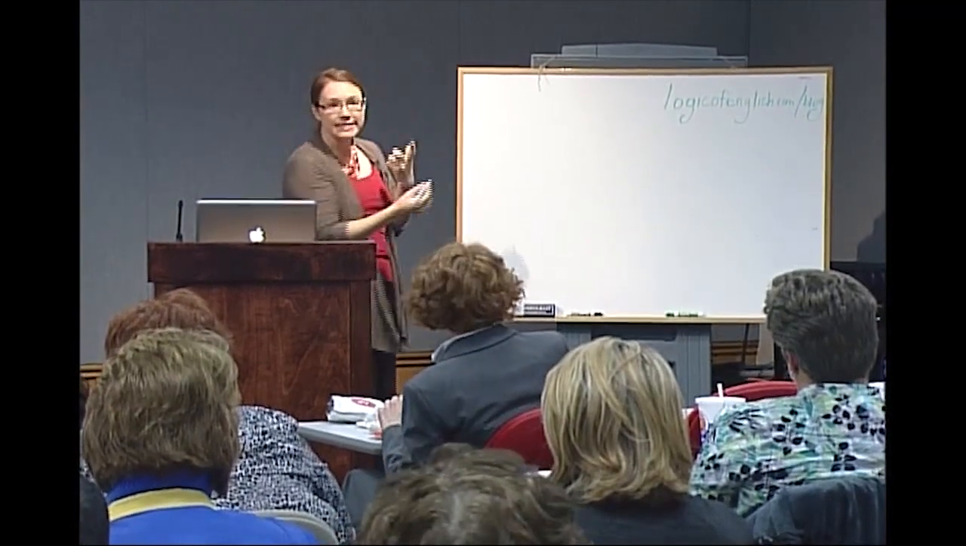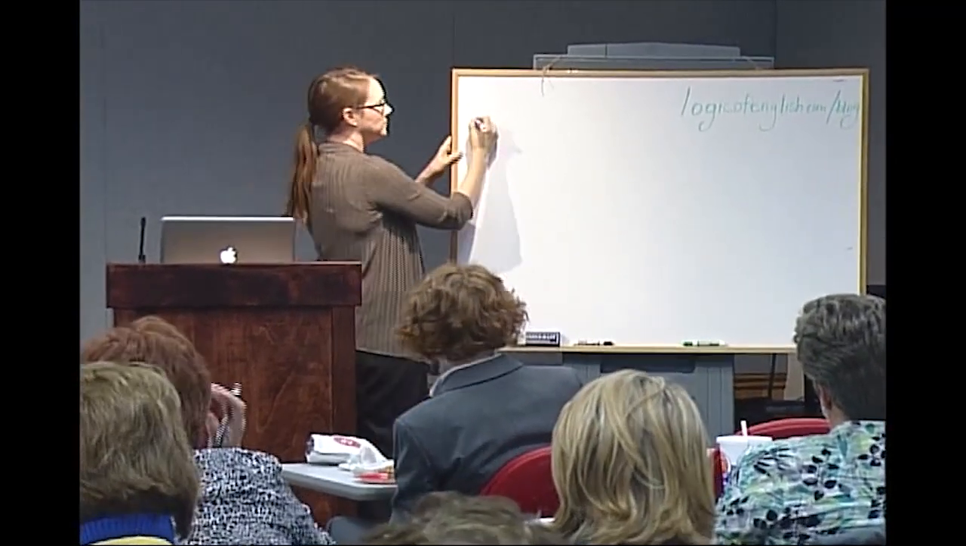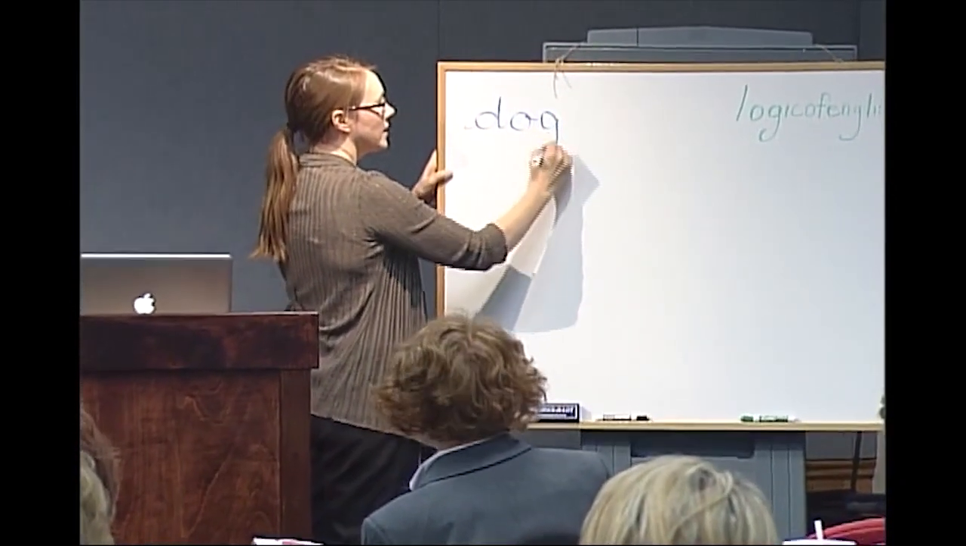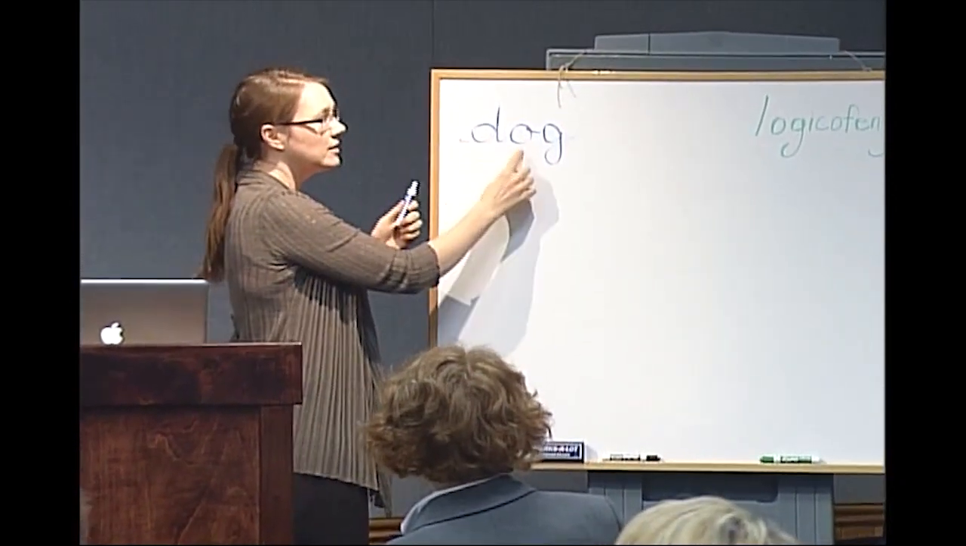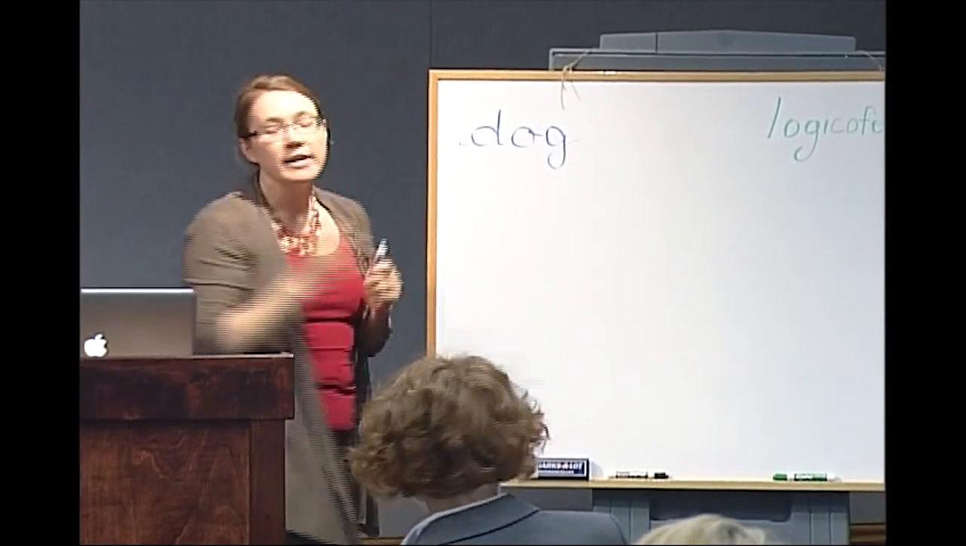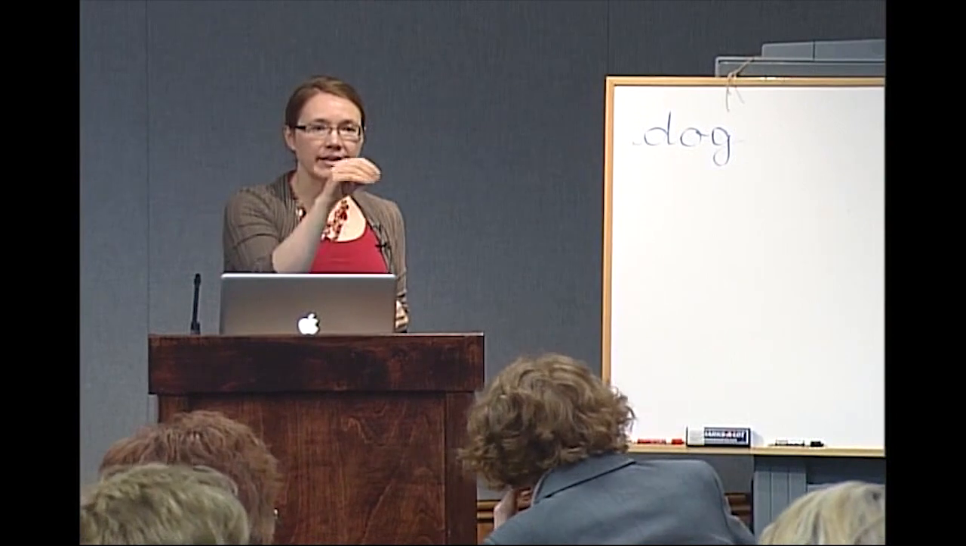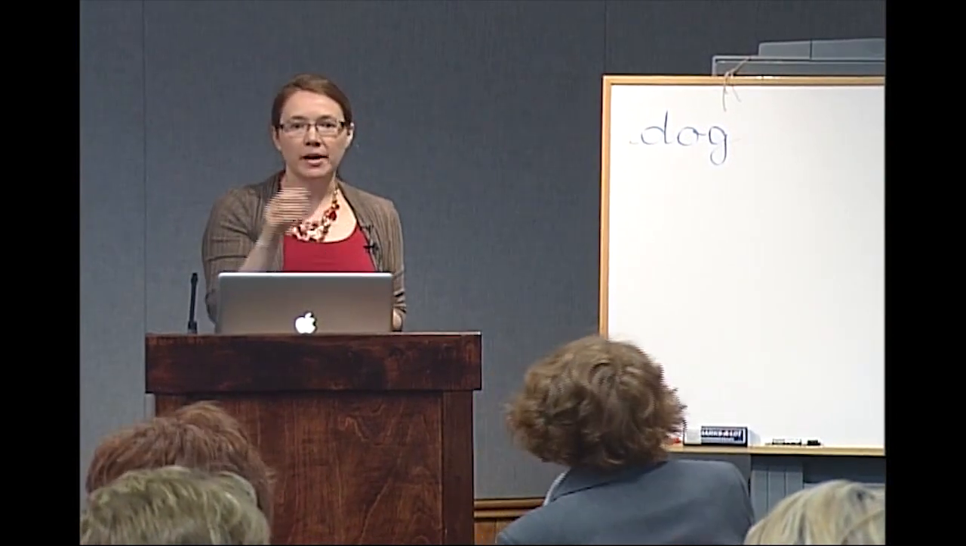Good. Now we'll write it together. You help me write it. D, A, G. And then we could practice reading it. D, A, G, dog. Now, some kids have learned this as a sight word, but we're wanting to redraw their attention to the individual phonograms.